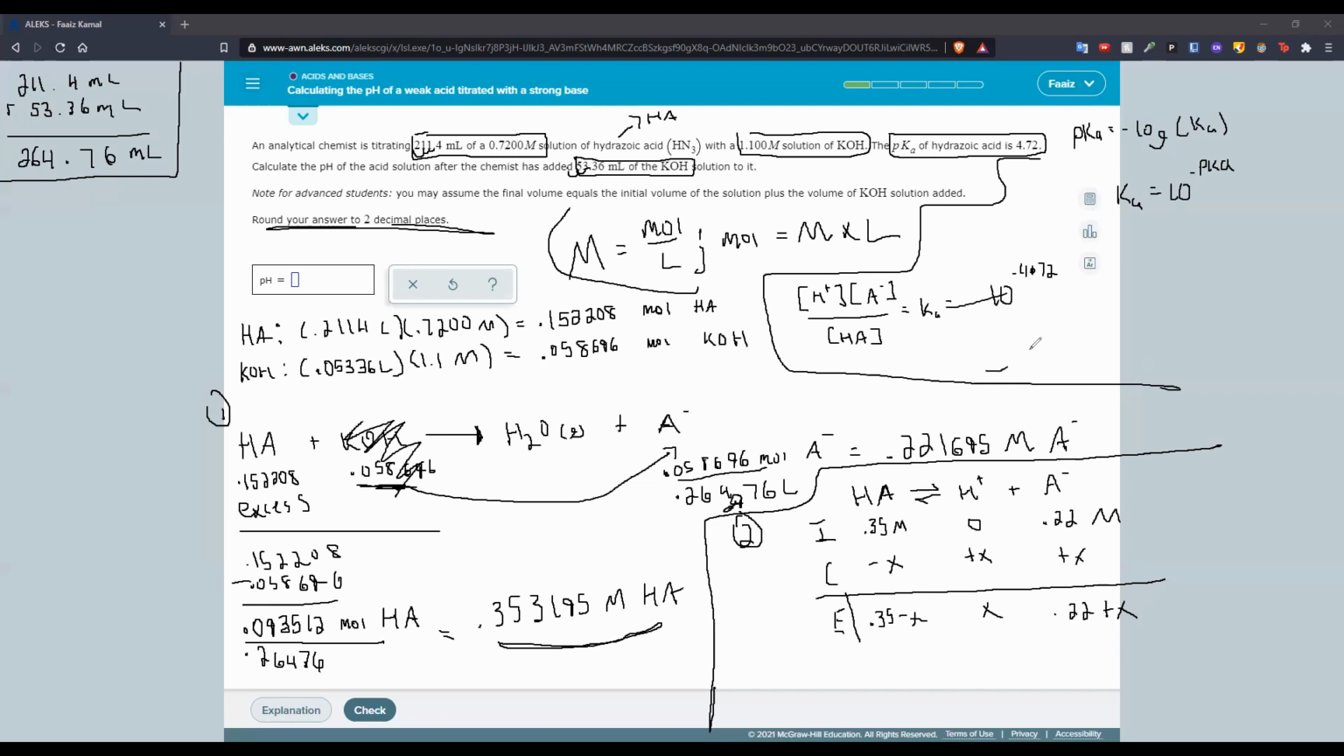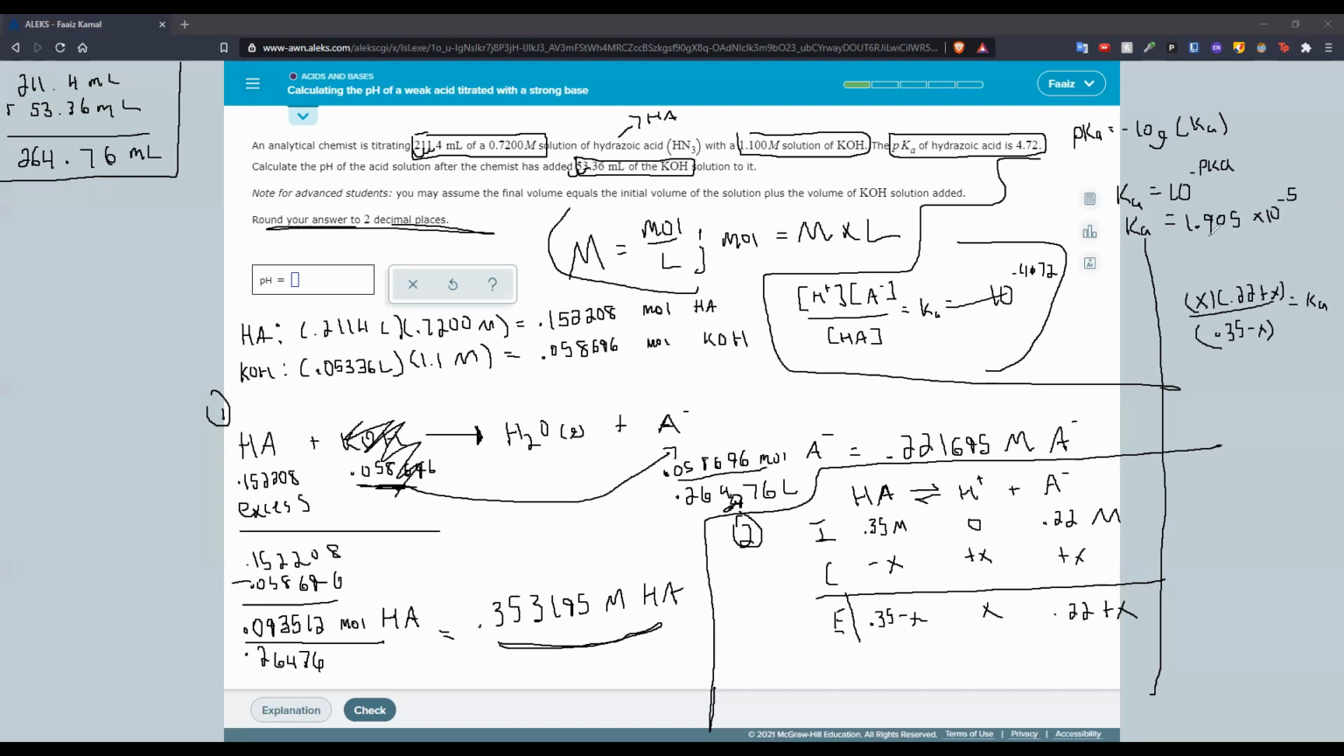So after you do that, you take this and you fill in these values for that. So you have 0.22 plus X as A minus, X as H plus. So the numerator would be X times 0.22 plus X. The denominator would be 0.35 minus X equal to the Ka, which I found in the calculator by doing 10 to the negative 4.75. The Ka is 1.905 times 10 to the negative 5.